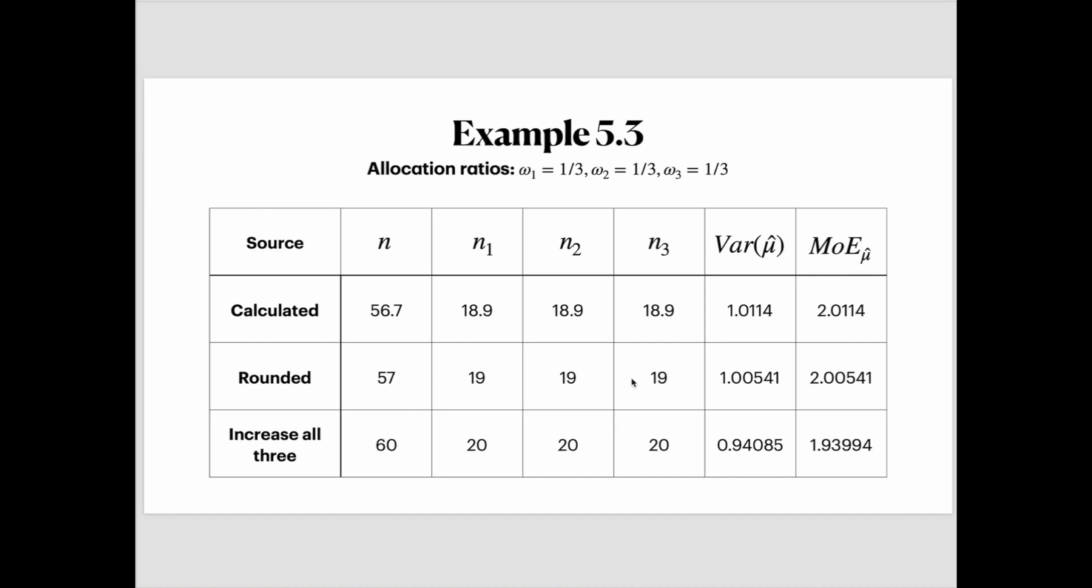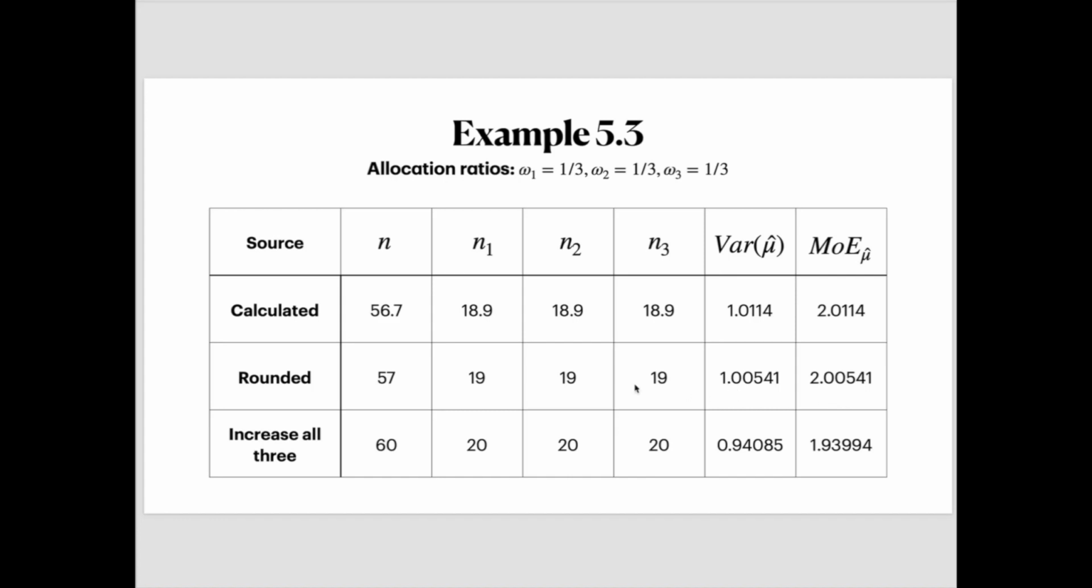And if we do this, and then plug these stratum sample sizes into the formula for the variance of mu hat, we would get a variance of mu hat equal to 1.00541. We take the square root of that and then multiply the square root by 2 to get the margin of error, and that would be 2.00541. So it's closer to 2, but it's not less than or equal to 2.